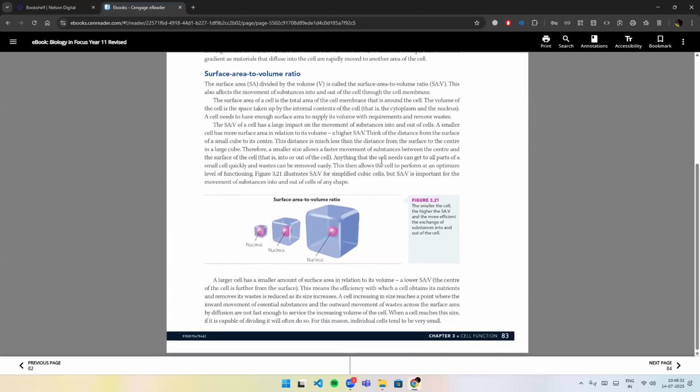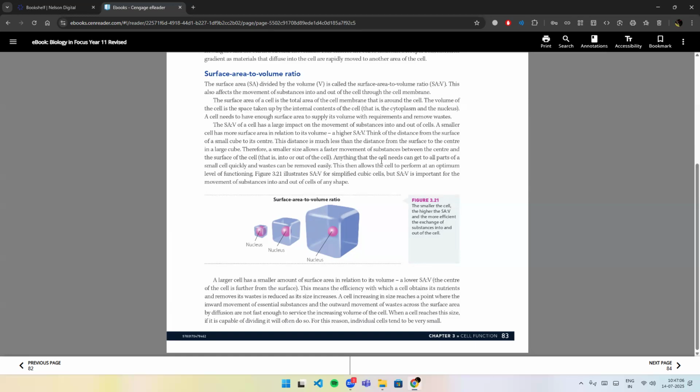Surface area to volume ratio. The surface area divided by the volume is called the surface area to volume ratio. This also affects the movement of substances into and out of the cell through the cell membrane. The surface area of a cell is the total area of the cell membrane that is around the cell. The volume of the cell is the space taken up by the internal contents of the cell. A cell needs to have enough surface area to supply its volume with requirements and remove waste. This ratio of a cell has a large impact on the movement of substances into and out of cells.